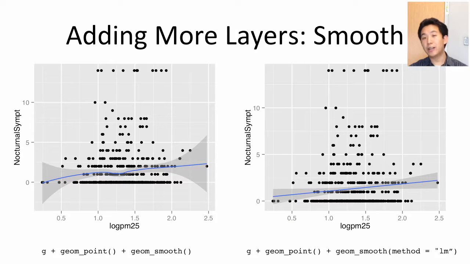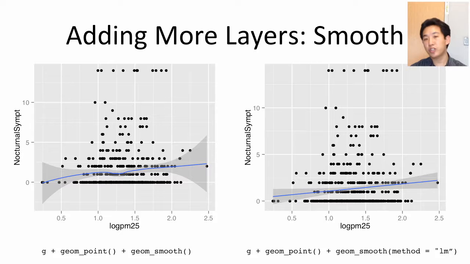Now, another layer that you could add onto your plot is a smoother, and many times you want to do this just so you can get a sense of the overall trend in the data. So you might want to just get a general sense of as PM 2.5 increases, do we get more nocturnal symptoms? And so on the left-hand side here, this is the code down here at the bottom that I use.